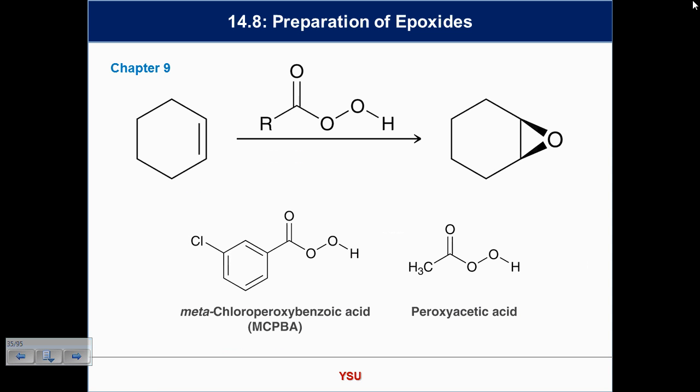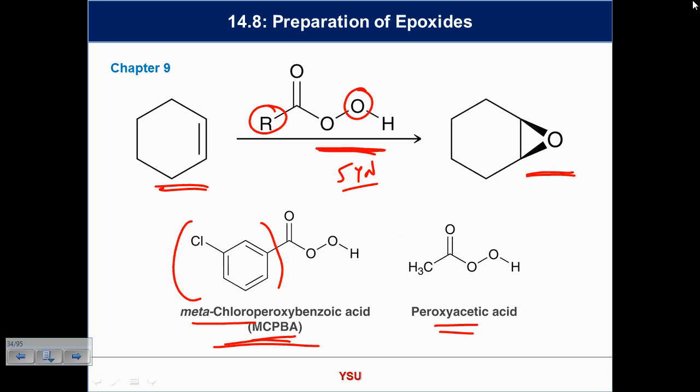In terms of mechanism, go back and look at that. It's on my website so that we're okay with it. You get a syn addition, and if the starter material is chiral, maybe you put something over here to break up the symmetry. How many products will you get? 2, and they will be related as enantiomers. Okay? Enantiomers in that case.